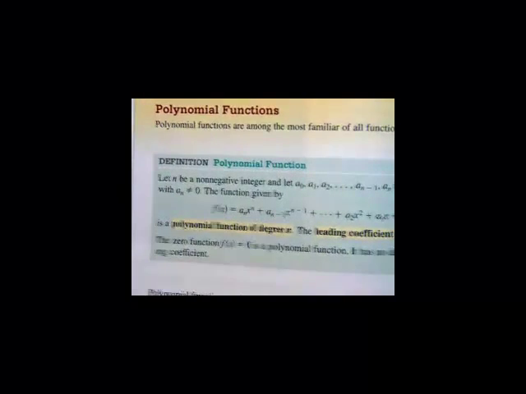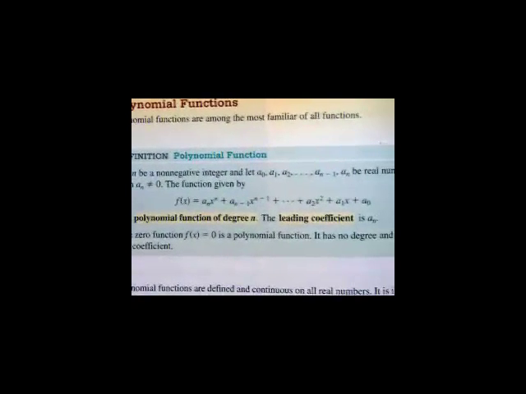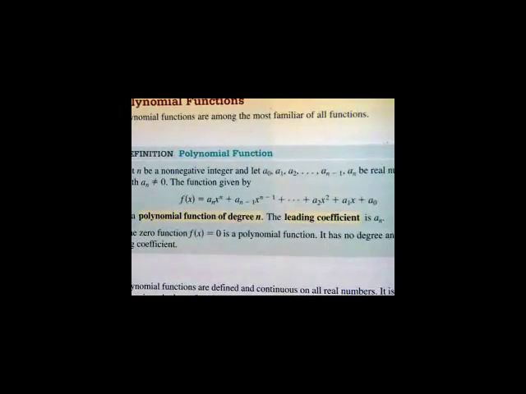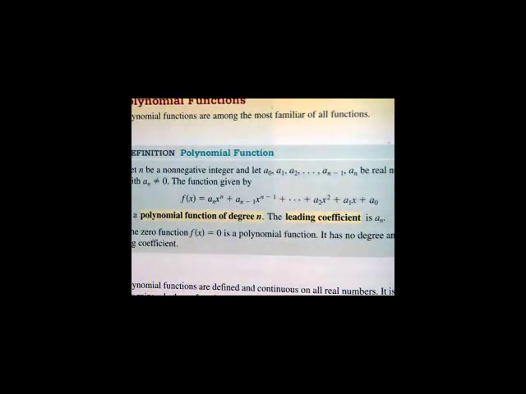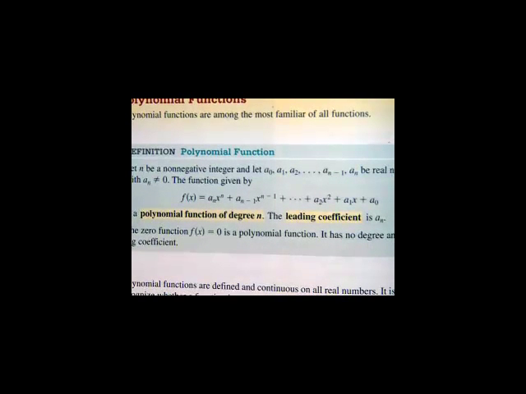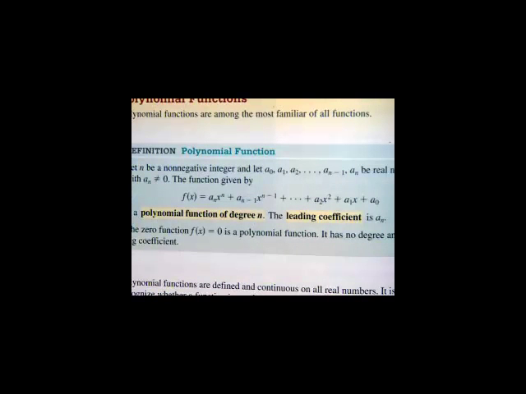I'm not going to have you write it in your notes, but I just want to show it to you so I can explain a little bit about what exactly they're talking about here. They give you this definition. It says, let n be a non-negative integer and let all these a's, a0, a1, a2, etc., all the way up to an, be real numbers with an not equal to 0. The function given by all of that is a polynomial function of degree n with leading coefficient a sub n.